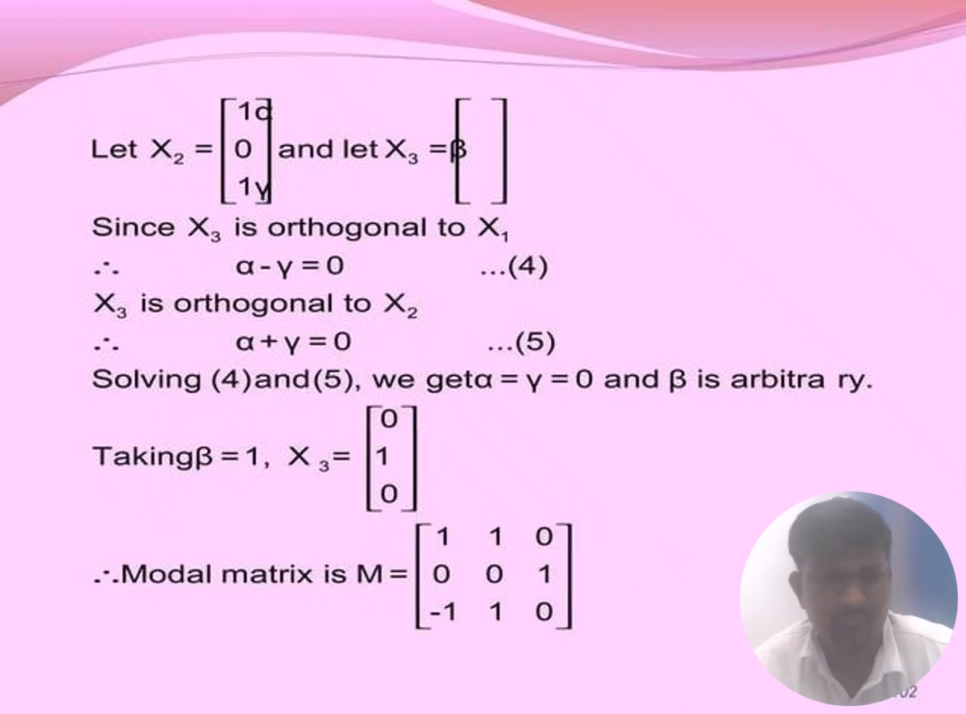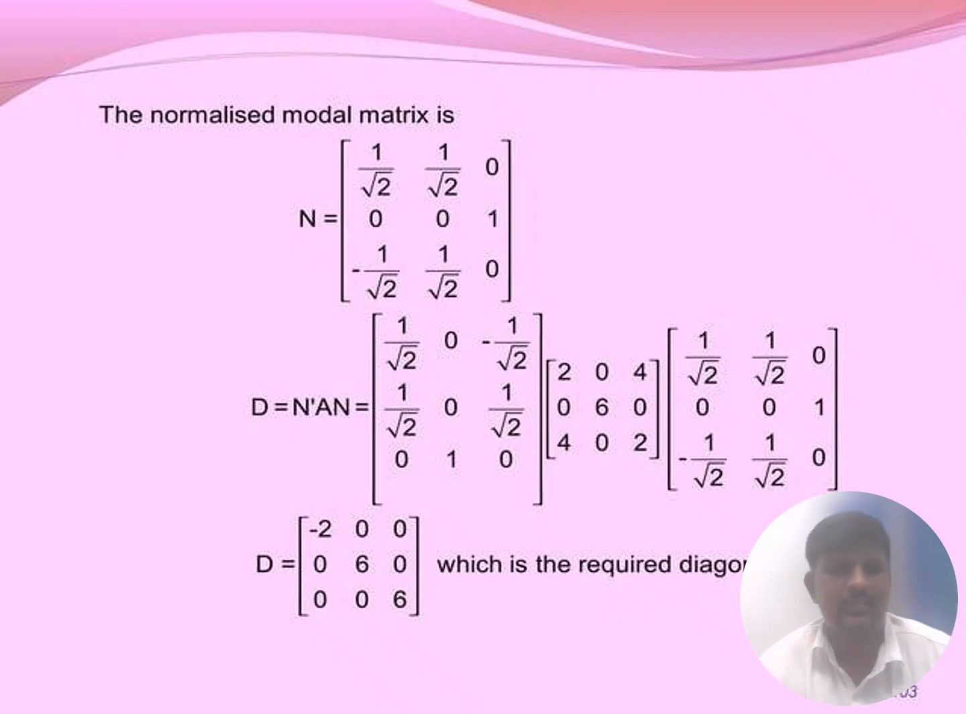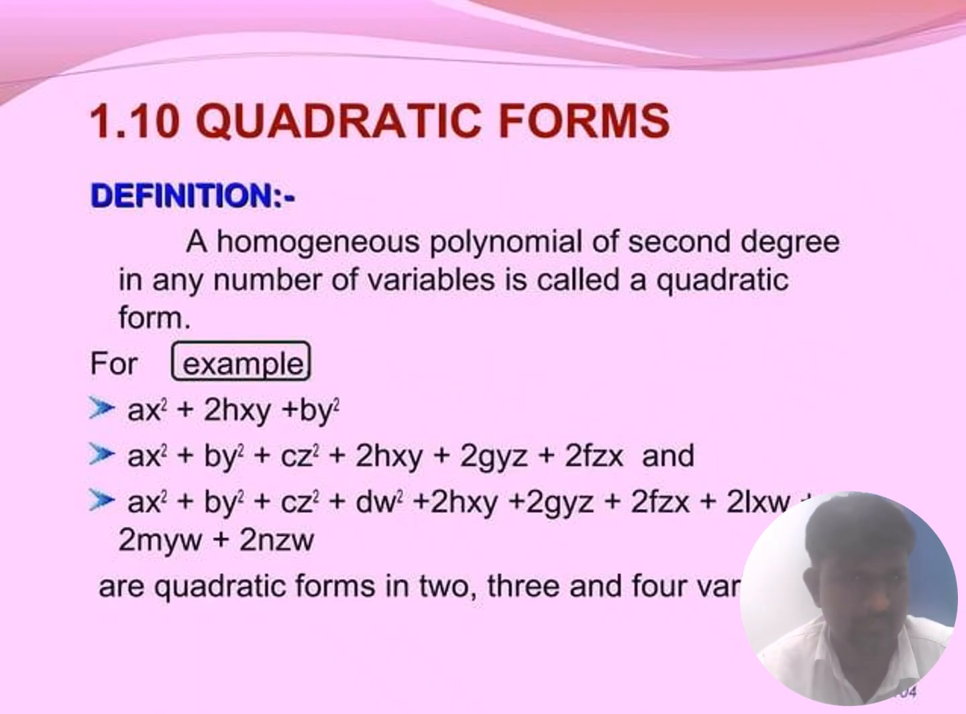So find the model matrix and also find the capital N, that is the normalized model matrix. Okay, so the normalized model matrix, that is capital N, is equal to 1 by root 2, 0, minus 1 by root 2, 1 by root 2, 0, 1 by root 2, 0, 1, 0. Already we said the diagonal formula is D is equal to N transpose AN. So we know the matrix multiplication method. By using this method, we can find the capital D, that is minus 2, 0, 0, 0, 6, 0, 0, 0, 6, which is the required diagonal matrix.